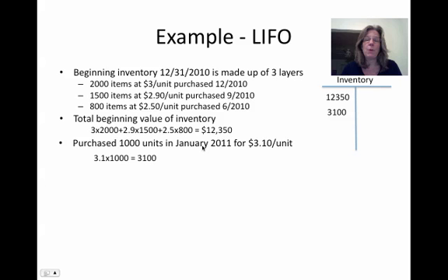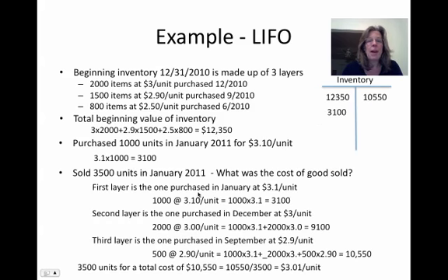In January, we went ahead and purchased 1,000 units at $3.10 a unit. So we have that purchase here of $3,100 showing. And also in January, we sold 3,500 units. So again, this is LIFO calculations here. So we're going to take the last in, first out. So the first ones we're going to get rid of are the last ones that came in, which are those that came in January. So we're going to take 1,000 of those that are at $3.10 price.